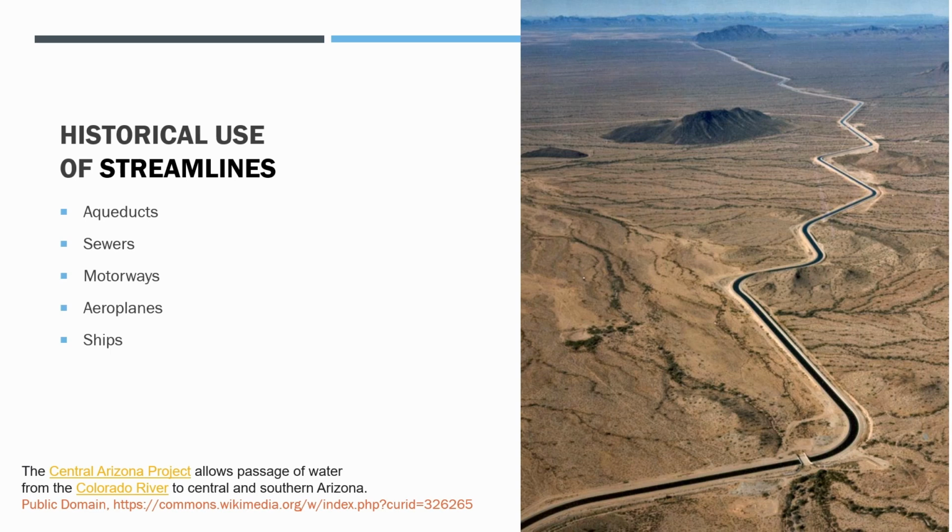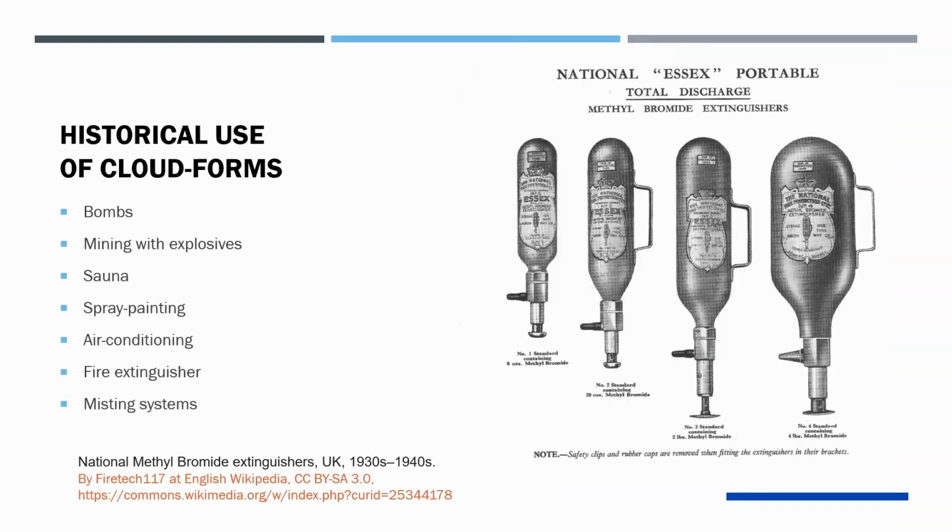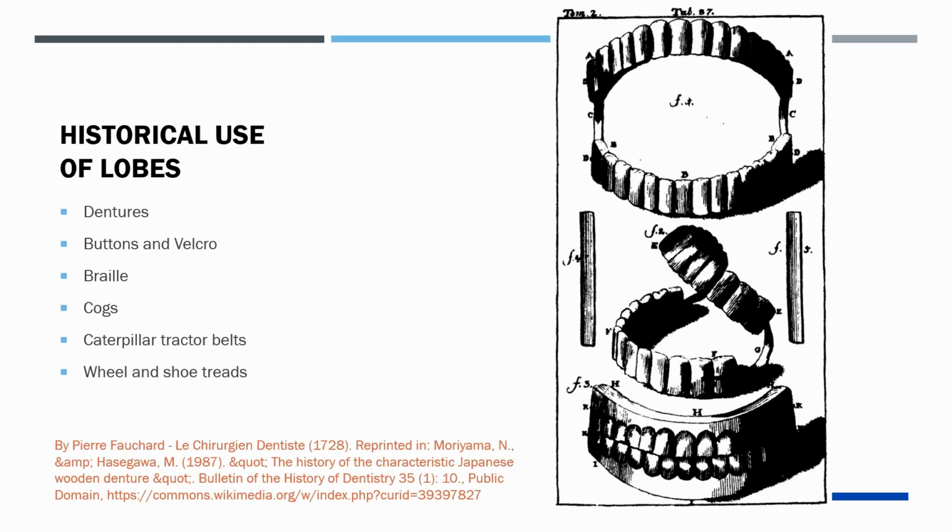Maybe getting straight to the point is a streamline. Think about the historical use of streamlines. What about a thought bubble? Maybe you can think of historical uses of cloud forms. Maybe you've got to scratch your head, tug your earlobe to think about the historical use of lobes.